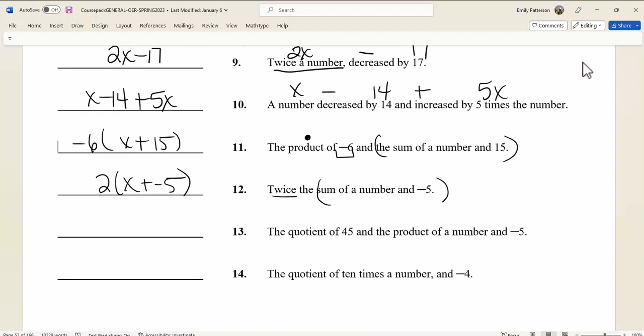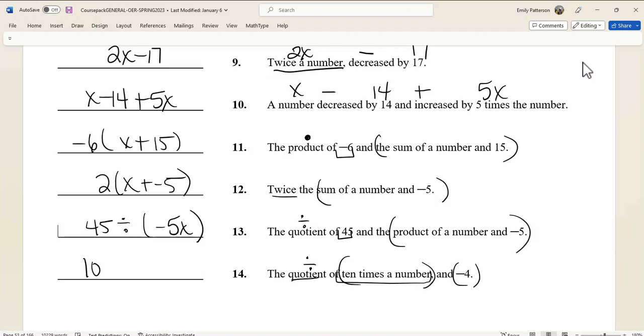The quotient of 45 and the product of a number and negative 5. So I know two things are getting divided. This is 45 and the product of a number, oops, it's product, so I almost read addition in there, of a number and negative 5. There we go. So the quotient, again, that means I'm getting divided of 10 times the number, or I could have done parentheses, and negative 4. So 10 times the number and negative 4.